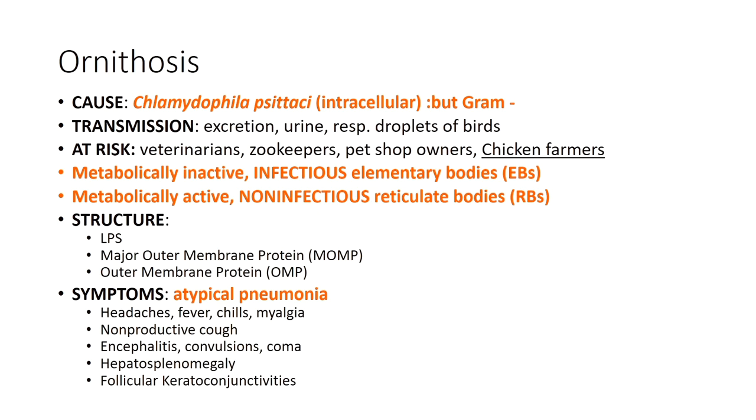There's inclusion bodies, and so there's different aspects. There's the metabolically inactive, and this is your infectious elementary bodies, and your metabolically active, once you're inside the cell, non-infectious reticulate bodies. So definitely they like asking those guys. And they have these outer proteins, your MOMP and your OMP. That's important, but it also has LPS because it's gram negative. This causes atypical pneumonia, headaches, fevers, chills, myalgia, non-productive cough, and neurological and liver problems. And also because it's chlamydia, we know chlamydia can cause not only urogenital problems, but this one is more specific to the eye, and so it can cause conjunctivitis.